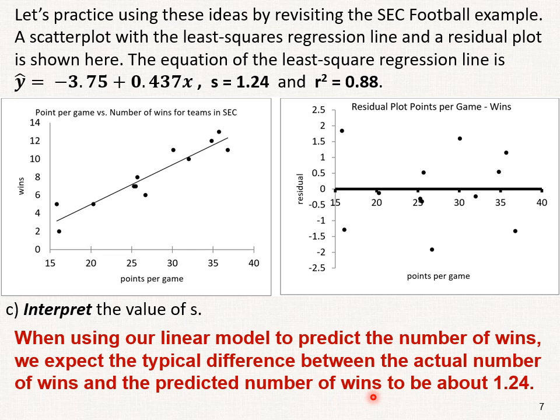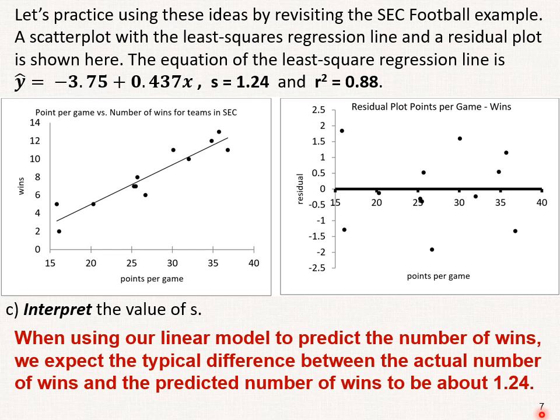So in other words, how off is our prediction? We would expect our prediction to be off by this much. So you don't have to write it exactly as this shows. You could shorten it a little bit. So when using our linear model to predict the number of wins from the number of points per game, we would expect our predictions to be off by about 1.24.